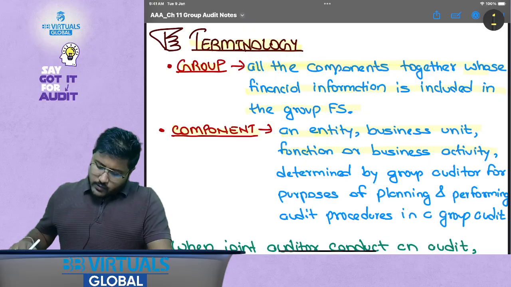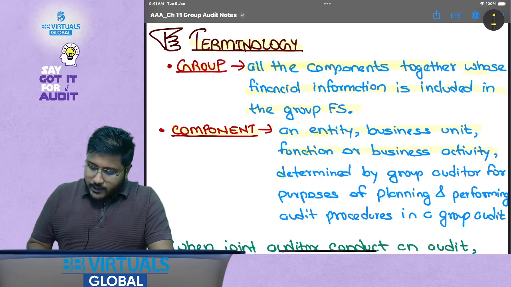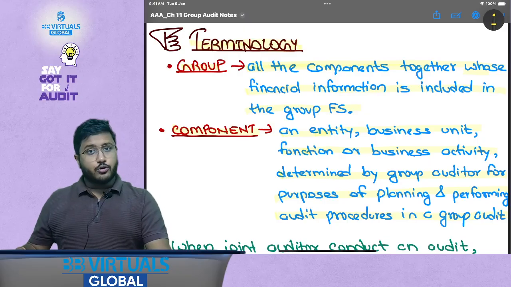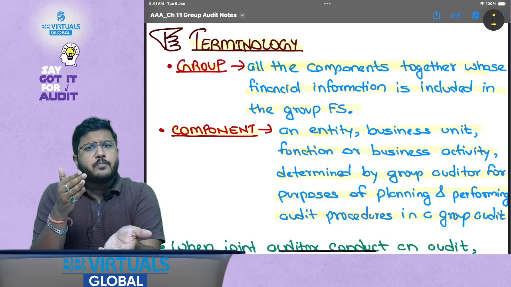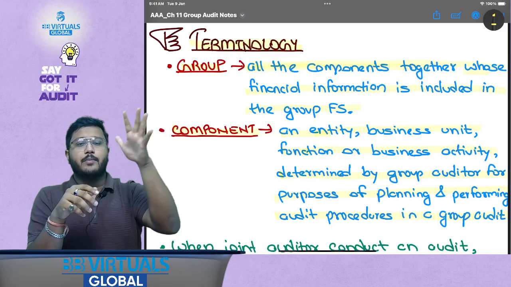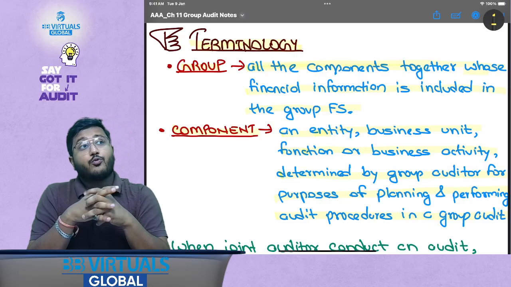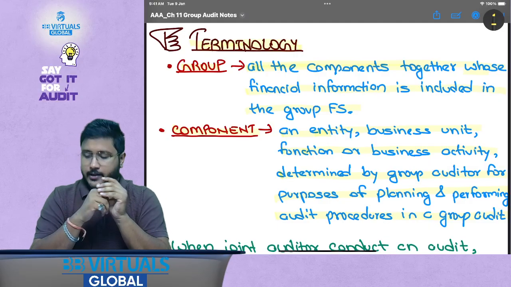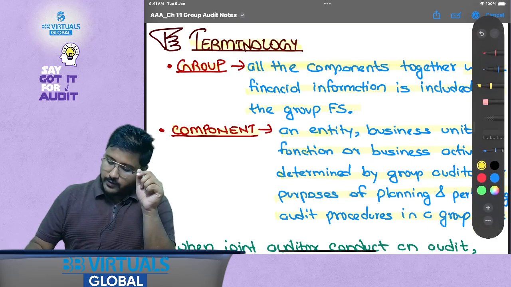So a component is an entity, business unit, function, or business activity determined by the group auditor for the purpose of planning and performing audit procedures in a group audit. Can it be a separate company? Yes. Say B Limited is classified as a component. Can one department, one function, or one business unit of B Limited be classified as a component? Yes. So let me write it over here so that we are very sure.